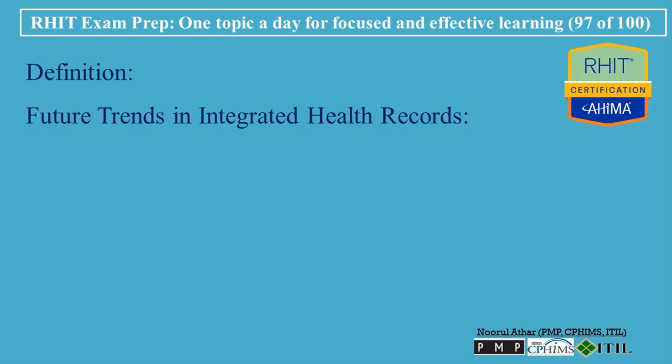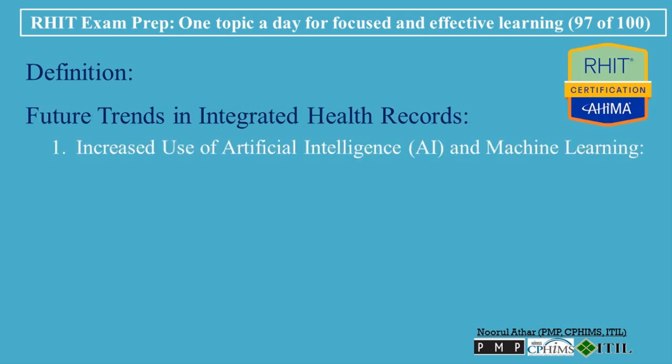Future trends in integrated health records. 1. Increased use of artificial intelligence, AI, and machine learning. AI and machine learning will play a growing role in integrated health records by providing predictive analytics, personalized treatment recommendations, and automated clinical decision support. These technologies will enhance the ability of healthcare providers to use integrated data for more precise and timely care.